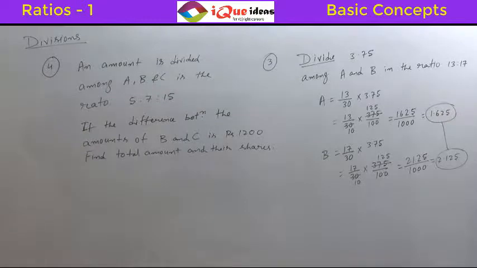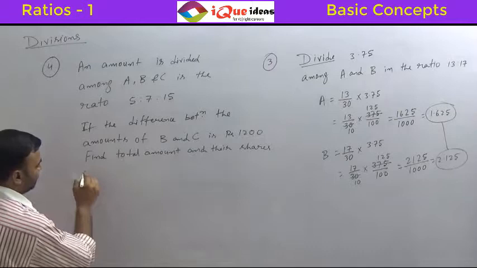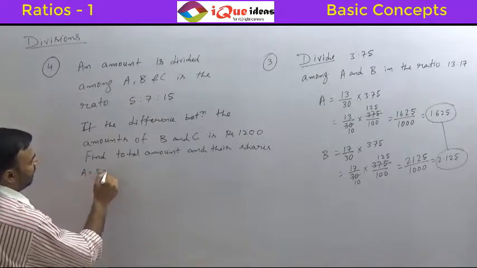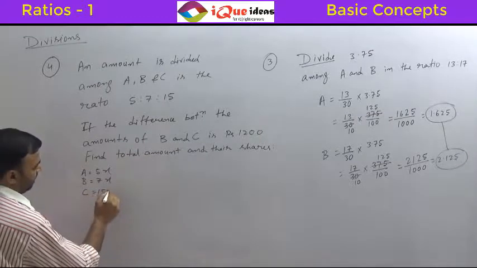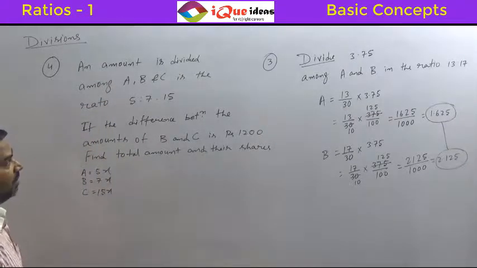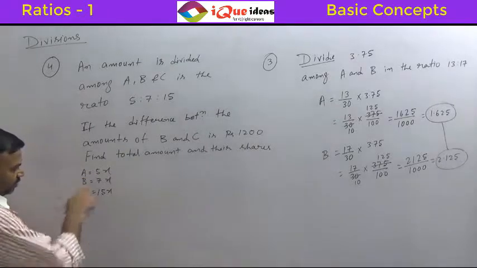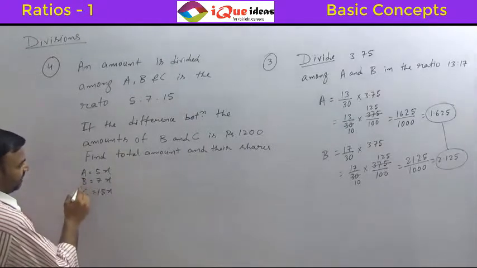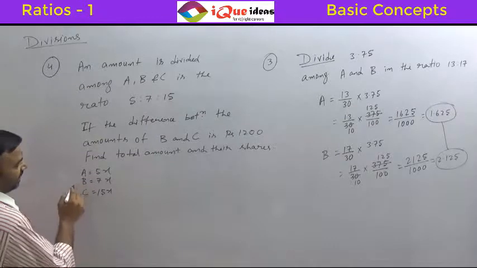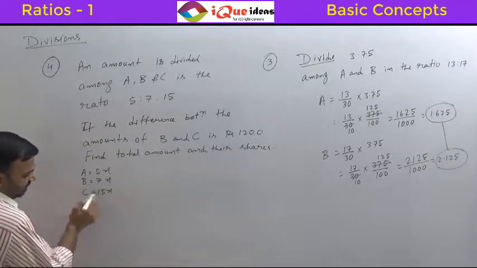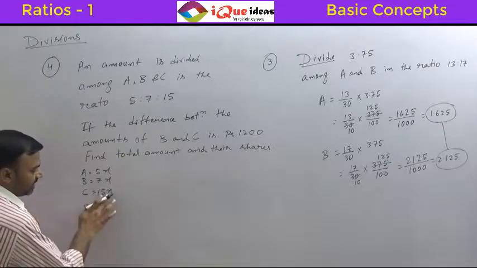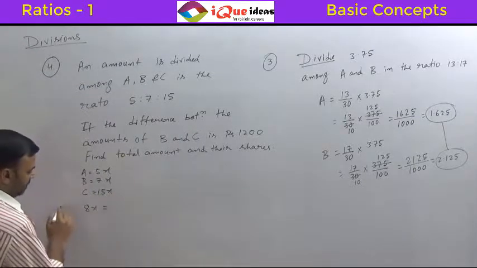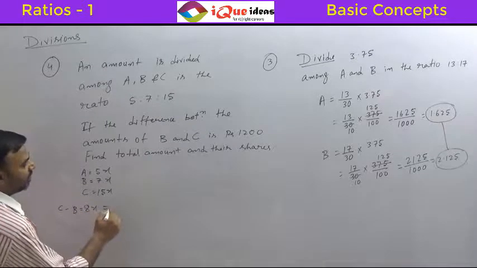So the difference between the amounts of B and C is 1200. Now, one safe way would be to introduce x and solve it. So I would say A is equal to 5x, B is equal to 7x, C is equal to 15x. Here we don't know the total amount. We have to find the total amount. So we assume this. Then we say the difference between B and C. Right? So the difference between B and C, obviously C is higher. We can see the difference between B and C is 15x minus 7x. That is 8x. This 8x is given equal to C minus B. That is 8x. That is equal to 1200.